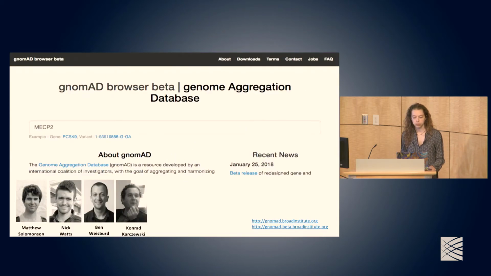So we have a browser, the gnomAD beta browser. There's actually two versions of this. One is at gnomad.broadinstitute.org, and one is the gnomAD beta one, which most of my slides will come from, and I really recommend people check out. The browser was developed by Konrad and Ben, and now is innovated and maintained by Matt and Nick.